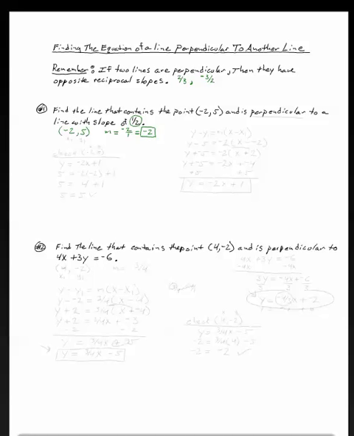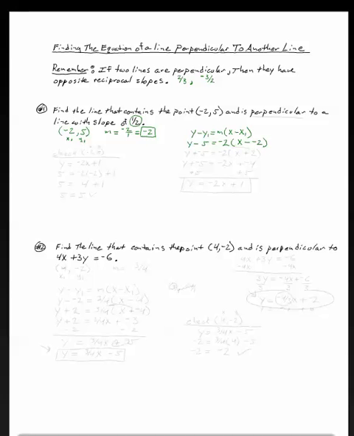So we want a line with the point -2, 5. So we'll label that x1 and y1. And a slope of -2. So we use our point slope form. So y minus y1 equals m times x minus x1. And then plug in our values. y minus y1, which is 5, equals m, which is -2, times x minus x1, which is -2.